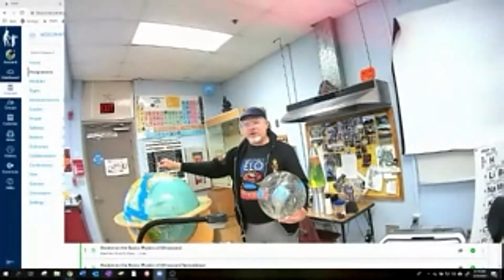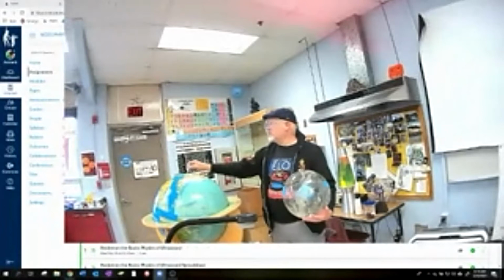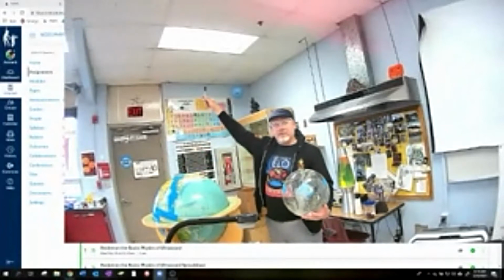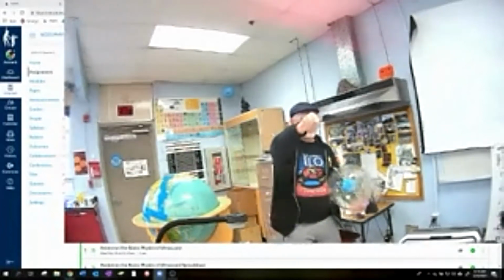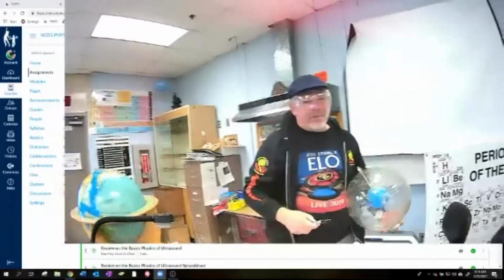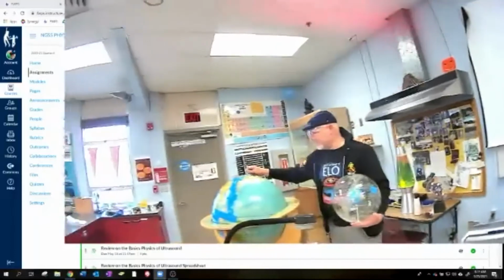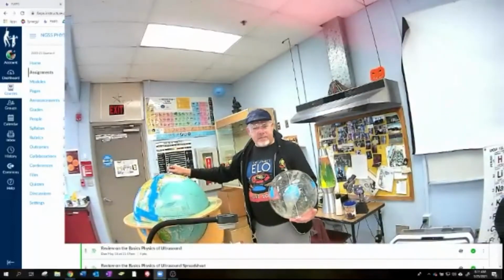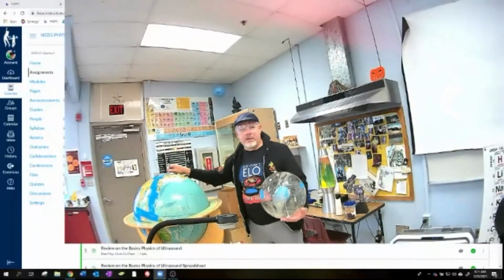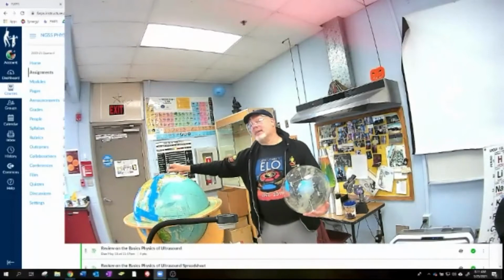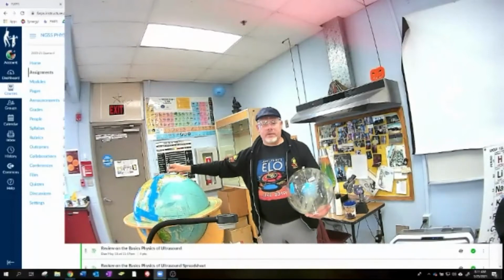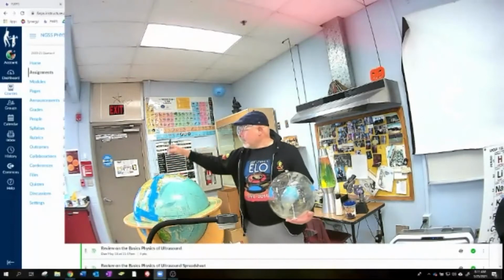If you're looking straight up, anybody know what star is directly above us? Say that again, a little louder. The North Star. The North Star's name is actually Polaris. It's part of the constellation Ursa Minor, or as you might know it, the Little Dipper. It's on the tail of the handle of the Little Dipper. But that's where the North Star is.